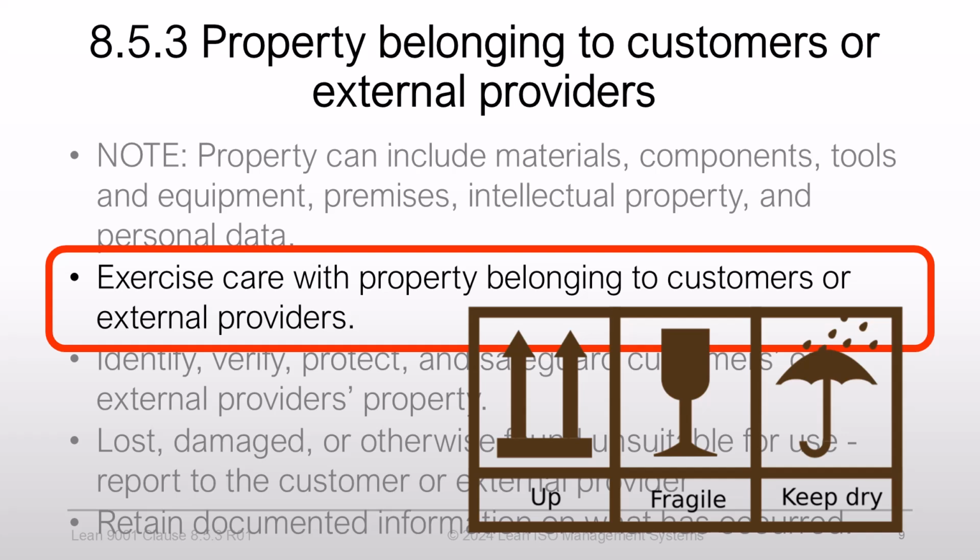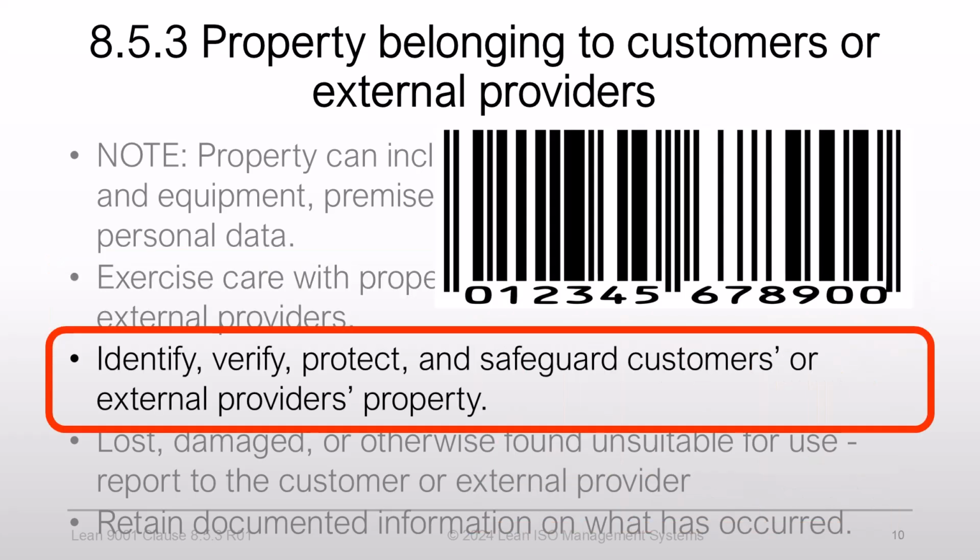Exercise care with property belonging to customers or external providers. As a rule, companies address this requirement simply by following their material handling procedures. Protect through shipping and handling. Do not leave stuff under the rain or snow. Place sensitive parts in the ESD bags, etc. Identify, verify, protect, and safeguard customers' or external providers' property.